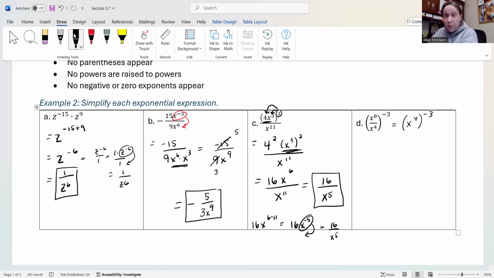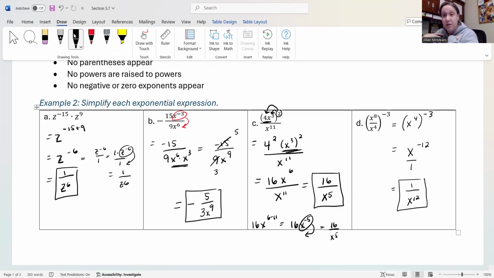So this is a power rule. So this gives me, let's see, x to the 4 times negative 3, so x to the negative 12th power. But I can go ahead and think of that as 1 over x to the 12th. So either way you approach this, you're still going to get 1 over x to the 12th power. It just depends on what your preference is. I think this is a little smoother.